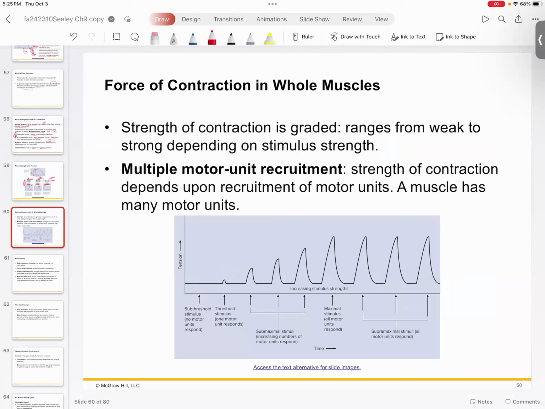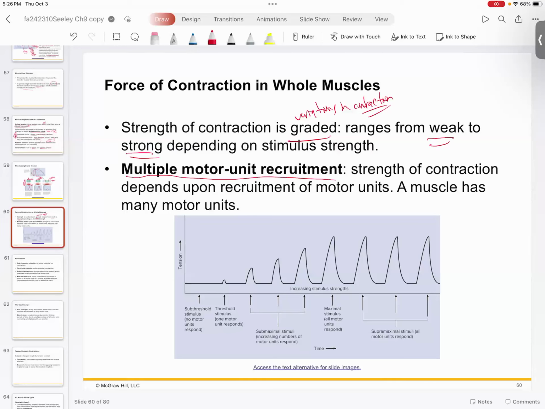So now when you take a look at contraction of the whole muscle, you can actually have variations, right? So that's basically what it means by graded. So there's variations in contraction. So you can have very weak contractions, you can have very strong contractions, you can have all kinds of stuff in between as well.